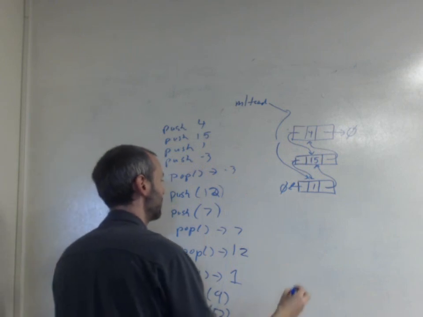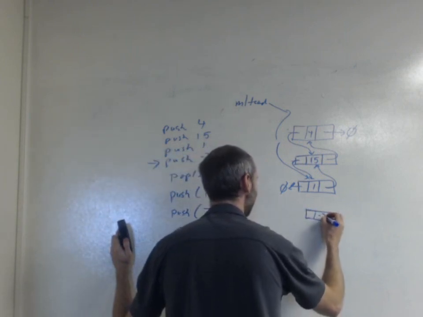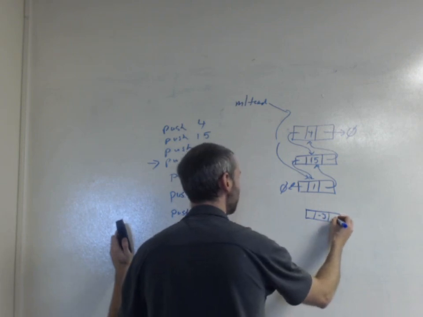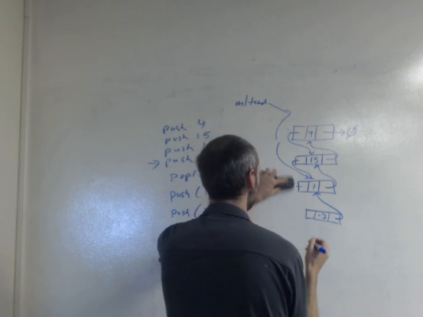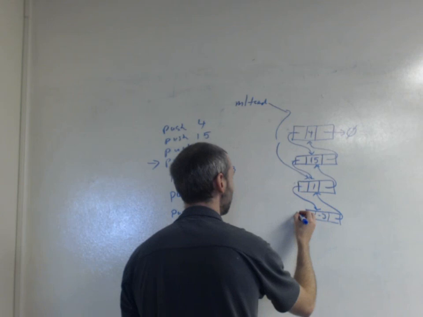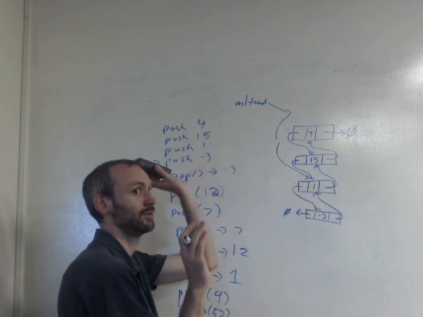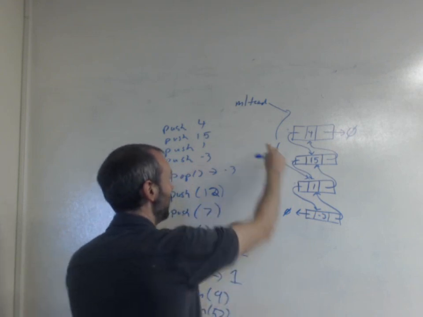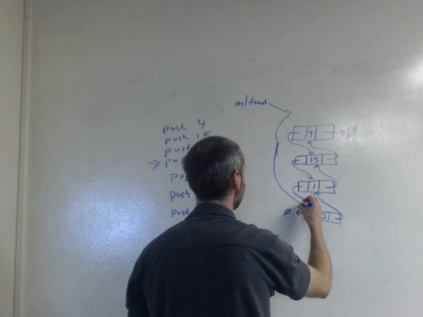Let's do it again. Push -3. What's the first thing we do? Create a node. Its next is pointing to 1, and 1's previous is pointing to -3. And -3's previous is pointing to null. And then what's the last thing we have to do? Update mHead. Notice I haven't created a tail.